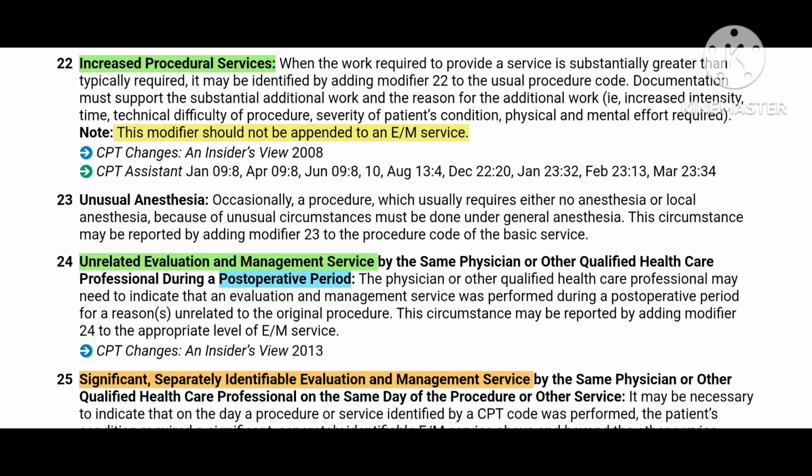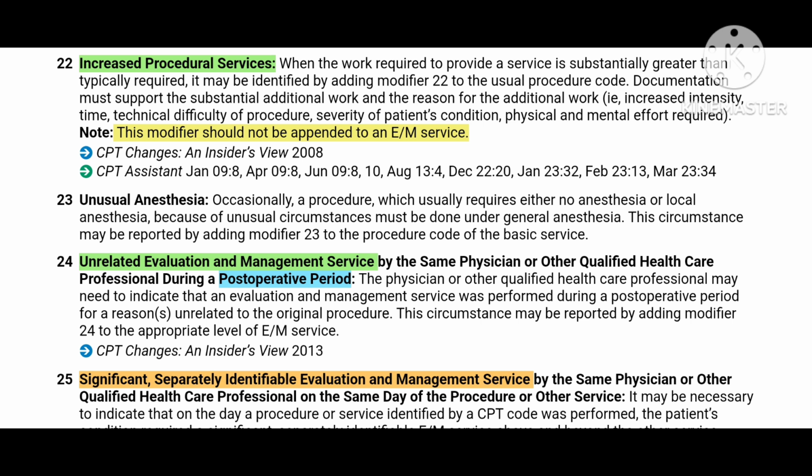Next is 23. That is used for unusual anesthesia. Normally for big surgeries only we give general anesthesia. But sometimes we give general anesthesia for a simple procedure which does not need anesthesia at all. For example, I have a patient of age 1 year. It is a baby, but I have to take a MRI scan for the baby. But the baby is not cooperative. I don't know what to do.